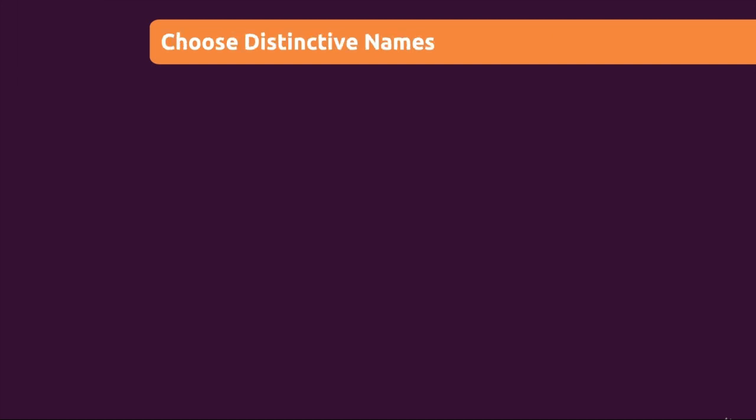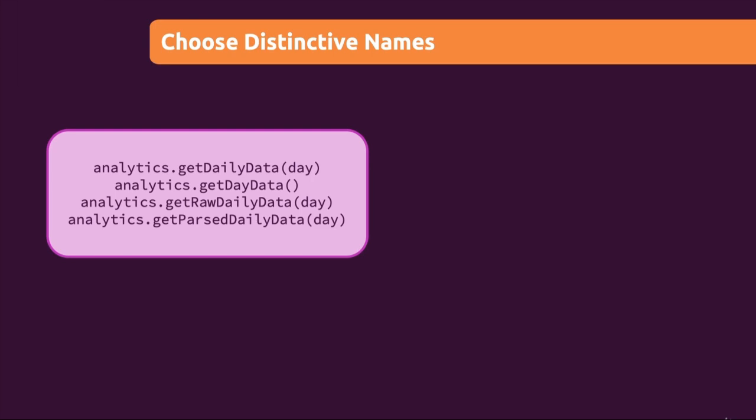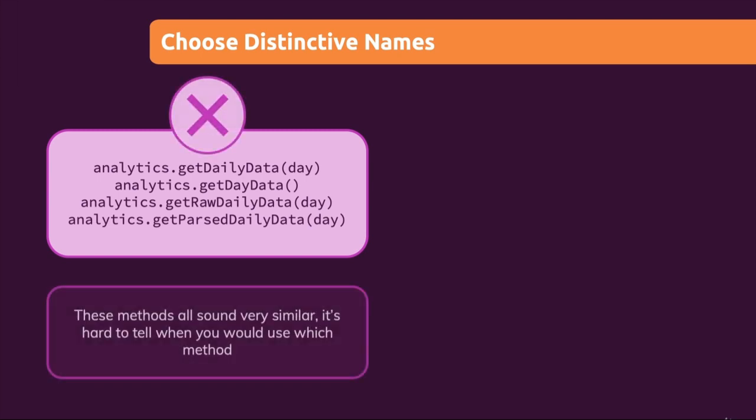Also make sure that you work with distinctive names. Let's say you work with some analytics class which you used to create an analytics object. And now this class exposes a couple of methods to you. Get daily data, and you pass a day into the method. Get day data, get raw daily data with a day argument. Get parsed daily data with a day argument. What are these things doing? Don't write code like this.